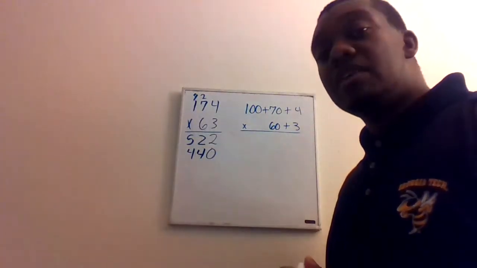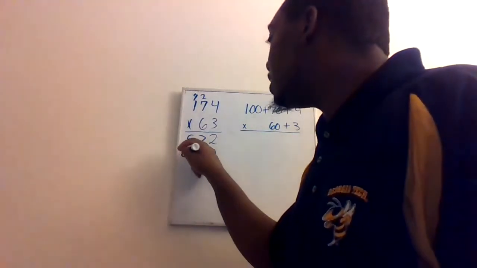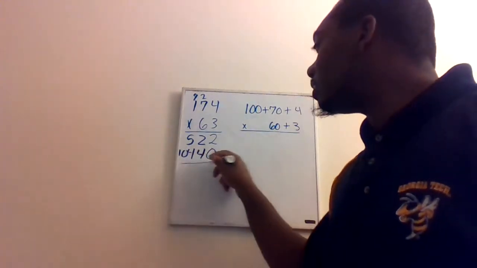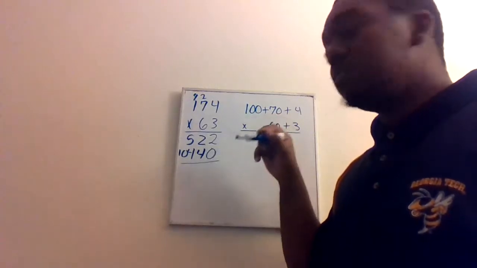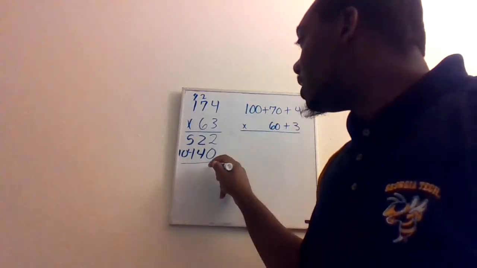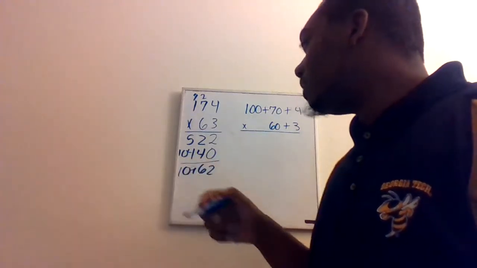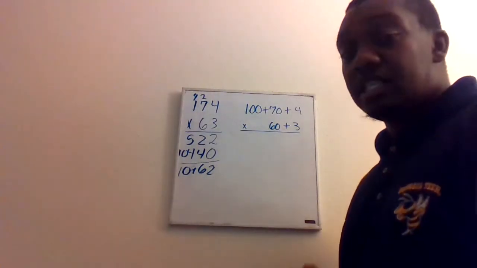And 6 times 1 would give me, of course, 6, plus the 4 will give me 10. And now you were told to add these together, because this was what you got when you did 3 times 174, and this is what you got when you did 60 times 174. Well, if we add those together, we get a 2, we get a 6, we get a 9, we get a 1, and we get a 0 and a 1. And so we end up with 10,962.